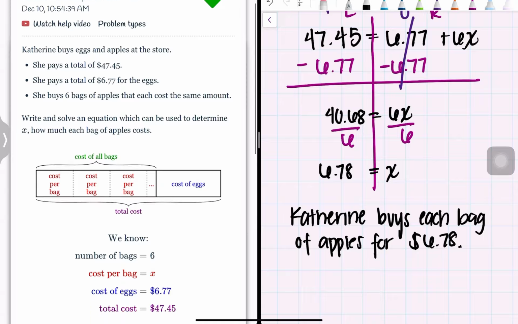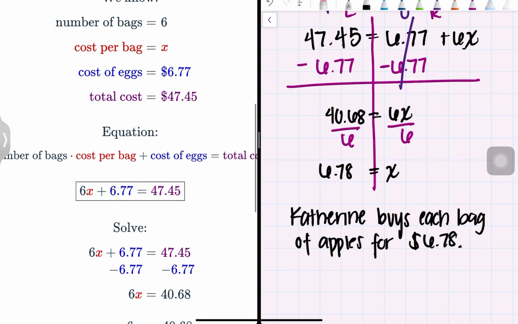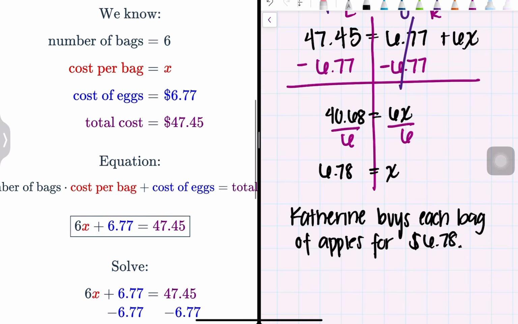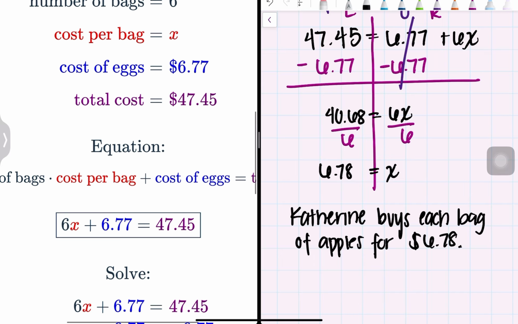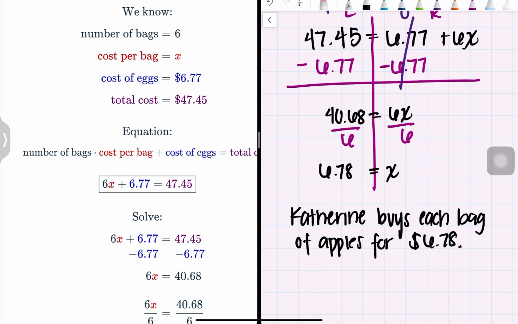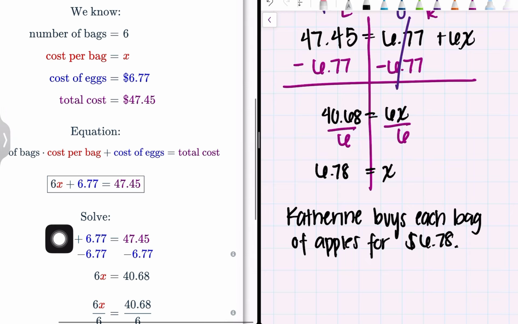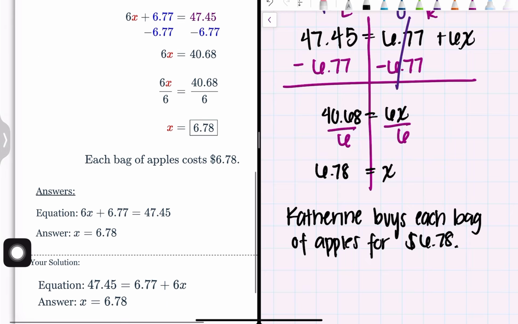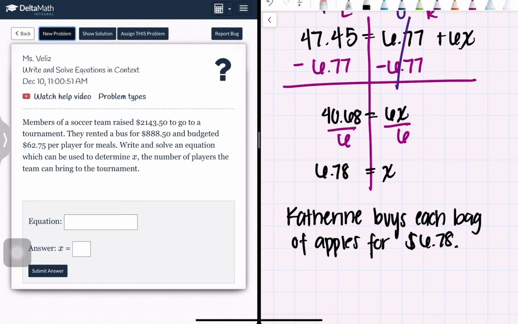Let's go ahead and check, and that's how it's broken up in this case. Number of bags is 6. Cost per bag is unknown, cost of x. Our total. When we set it up, it's the number of bags times the cost, plus the cost of the eggs, equals the total. So that's what we got. Okay, let's see the next one. Next one.